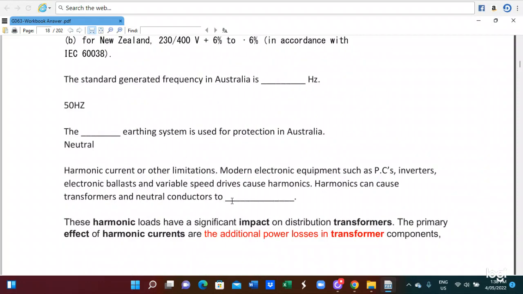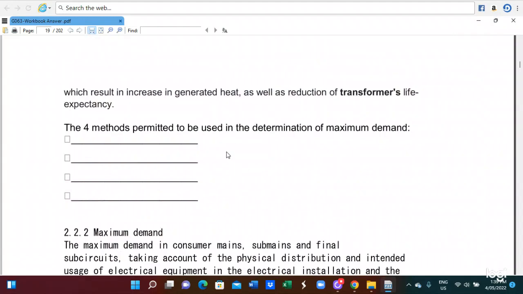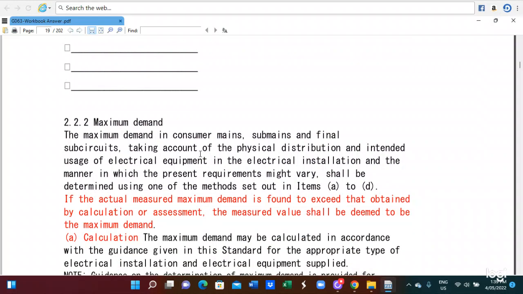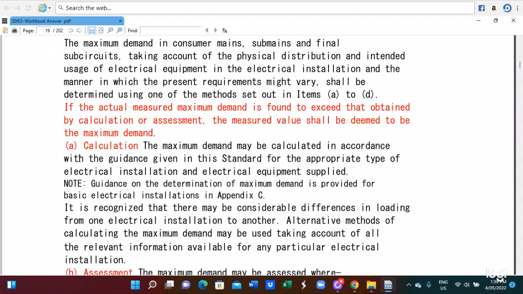Also, this is the definition of harmonic currents protection. Harmonic load information is to be used for the determination of the maximum current, maximum demand. So this is for the accurate measured maximum demand; if found to exceed the value obtained by calculation or assessment, the measured value shall be deemed to be the maximum demand.